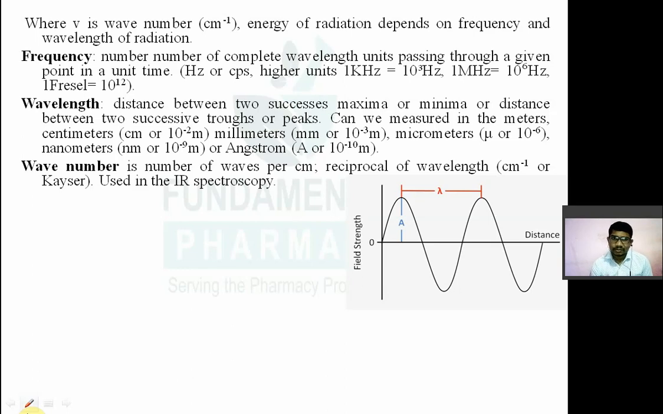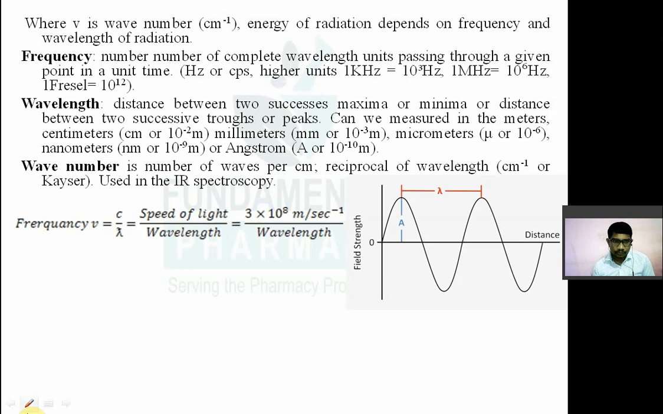It is nothing but the number of waves per centimeter, or the reciprocal of your wavelength. It is denoted by centimeter inverse or Kaiser, and it is most commonly used in spectroscopy, that is IR spectroscopy. Now frequency, again we have seen this equation. Frequency is nothing but the velocity of light divided by wavelength. So you can calculate the energy of radiation also.